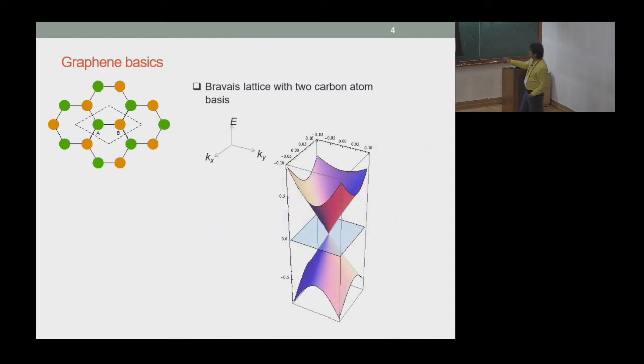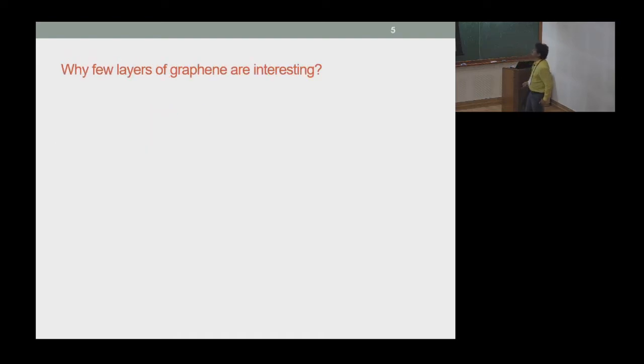And so these two bands in the two valleys are different. And the Hamiltonian is the Dirac Hamiltonian, except there is a kind of a flipping of the chirality associated with the bands. Okay, I will not talk too much about it. So that's sort of the essence of the graphene physics, monolayer.